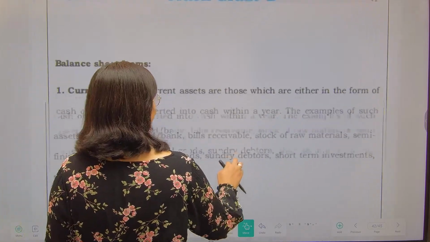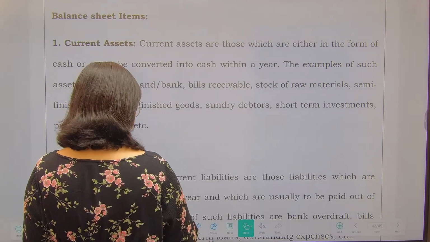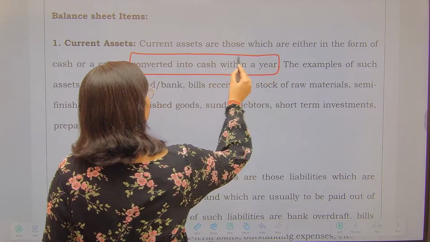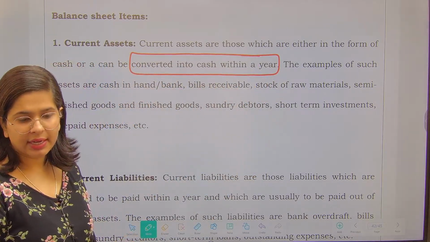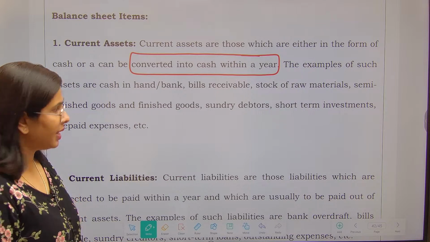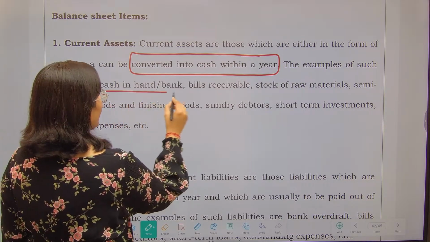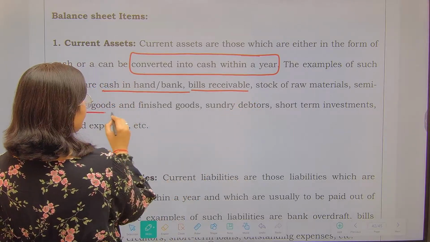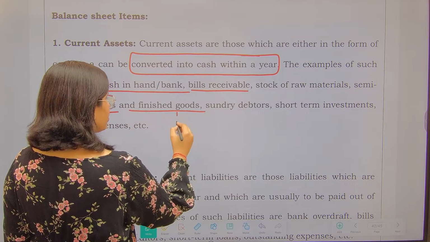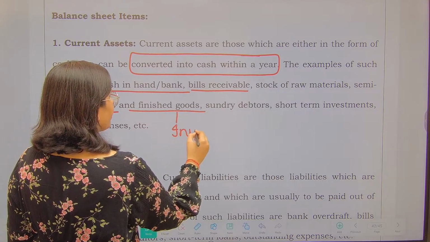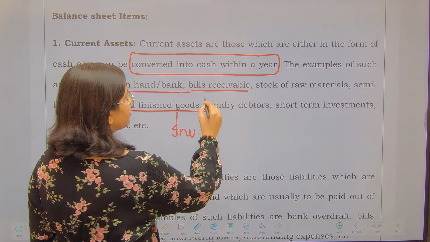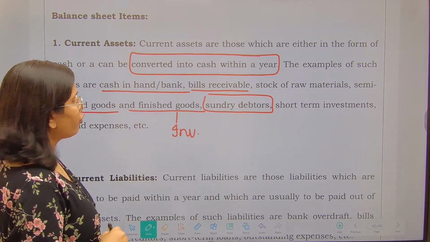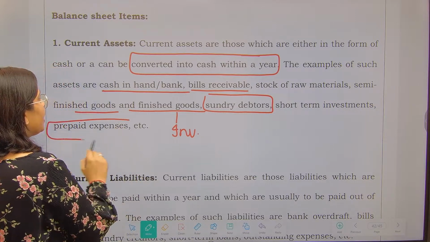Number one, we have current assets, right? Current assets are those assets which can be converted into cash within a year. Those assets which will be converted into cash within a year, we call them current assets. For example, cash in hand, bills receivable, stock of raw material, semi-finished goods, finished goods, this is your inventory, sundry debtors, meaning the customers from whom you have to collect the cash. Apart from that, short-term investments, prepaid expenses.